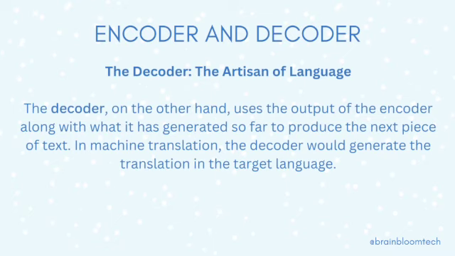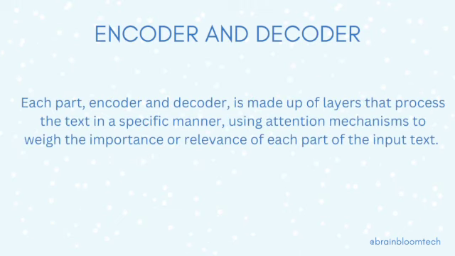In the context of the transformer in the real world, the encoder processes the input text. In machine translation, for instance, this would be the text in the source language. It doesn't generate new text, but instead creates a rich contextual understanding of the input. The decoder, on the other hand, uses the output of the encoder, along with what it has generated so far, to produce the next piece of text. In machine translation, the decoder would generate the translation in the target language.